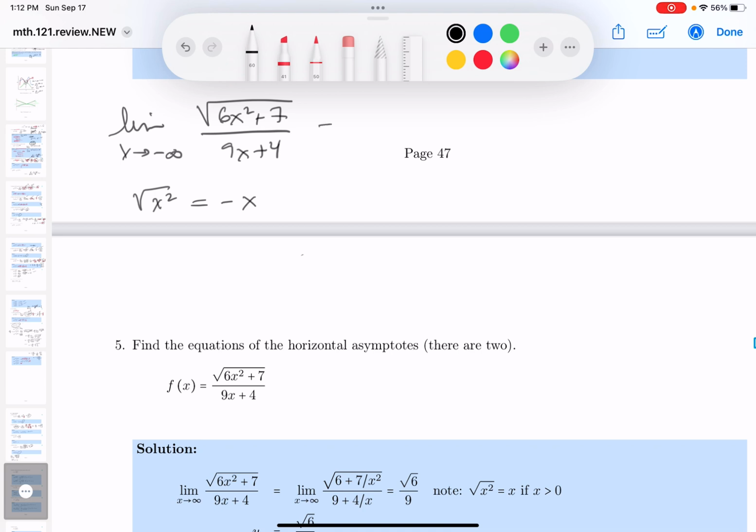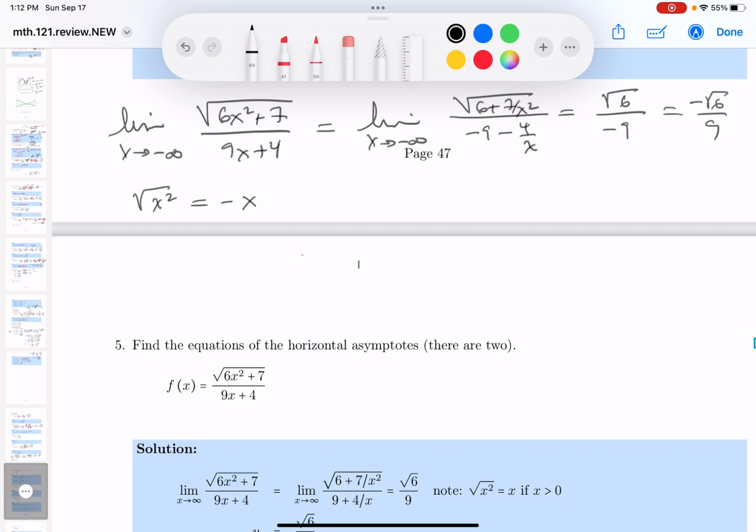So what I'm going to do over here, I'm going to divide the top by the square root of x squared, which would give you root of 6 plus 7 over x squared, and I'm going to divide the bottom by minus x. That will give you minus 9 minus 4 over x. Again, we're dividing by minus x. What happens over here? Well, as x goes towards minus infinity, you get root 6 on top. On bottom, you just get minus 9. What does this give you? Minus root 6 over 9. So I got another horizontal asymptote. And what's that going to be? Y equals minus root 6 over 9.